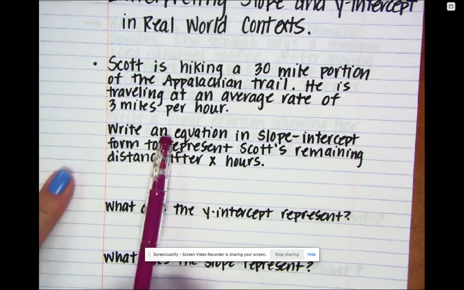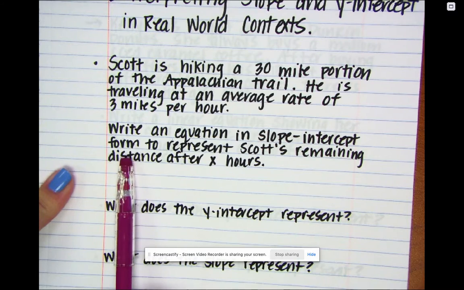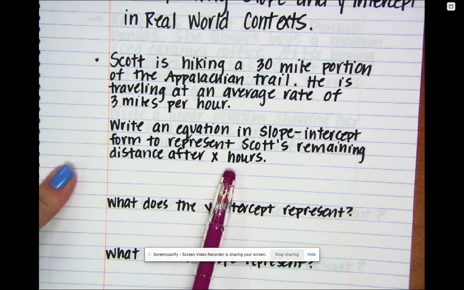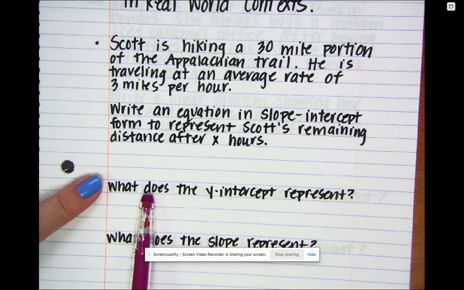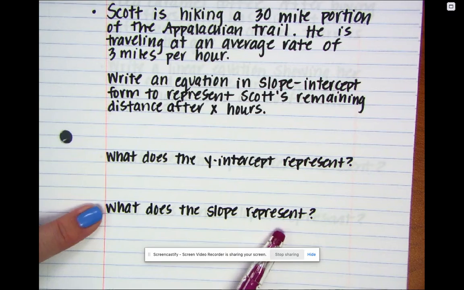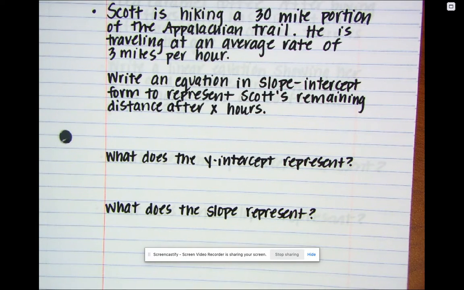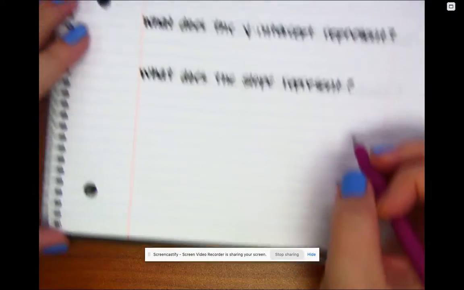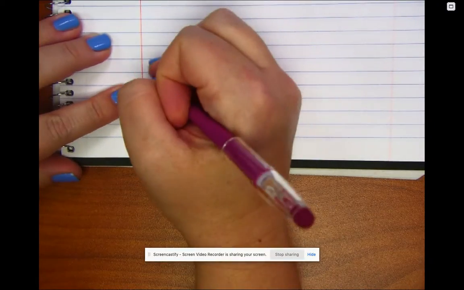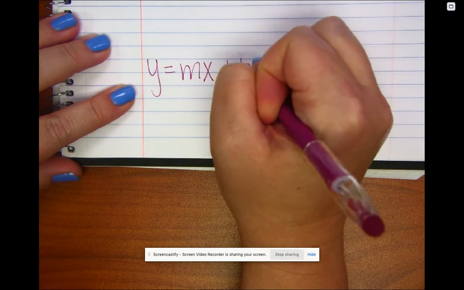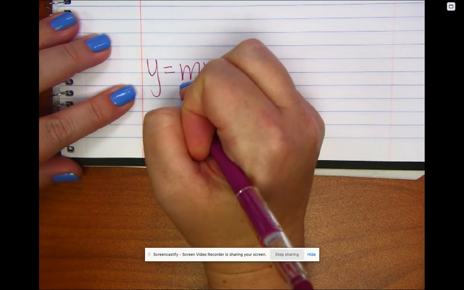And here's what we have to do. We have to write an equation in slope intercept form to represent Scott's remaining distance after x hours. And we need to tell what the y-intercept represents and what the slope represents. So we're definitely using the slope intercept form. So I'm just going to make a note down here. We have y equals mx plus b. And so we know that the m is our slope.